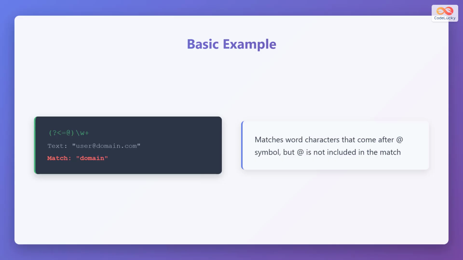Let's look at a basic example to clarify how look-behind works. Consider the regular expression pattern (?<=@)\w+. This pattern is designed to match one or more word characters, that is letters, numbers, or underscore, that come after the @ symbol, but the @ itself is not included in the match. If we apply this pattern to the text user@domain.com, the regular expression engine will find the @ symbol, and then match the word domain that follows it. The final match will be domain without the @ symbol.